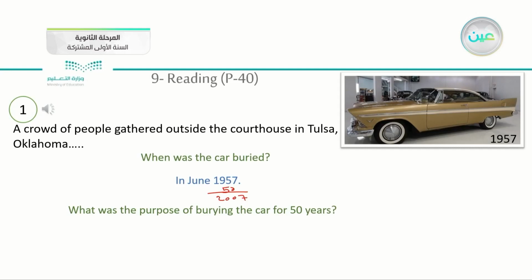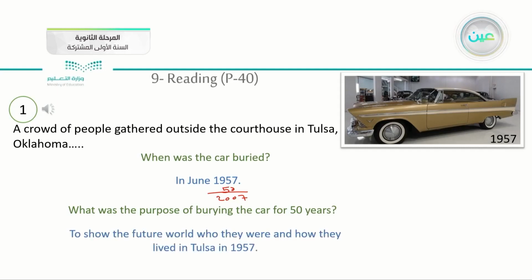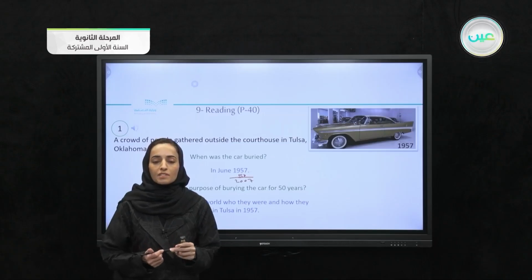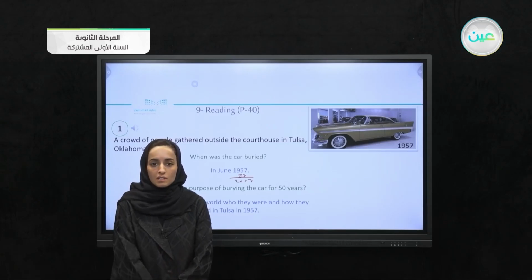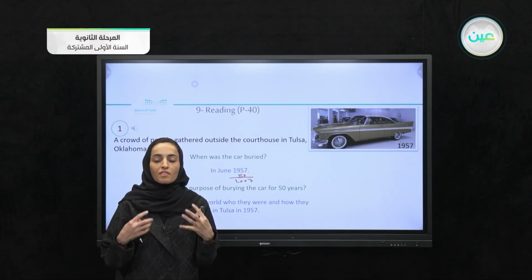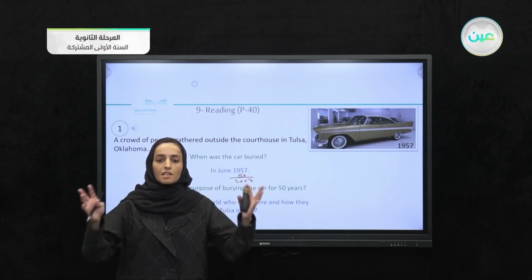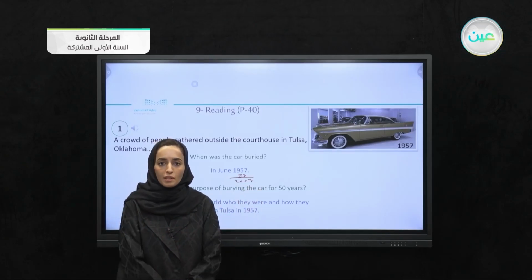Okay, what was the purpose? Why would they bury or hide a car for 50 years? Do you think it's a brilliant or a dumb idea? The organizers said it was to show the future world who they were and how they lived in Tulsa in 1957. So it's just like a message to the future. This is how we lived in Tulsa in 1957, and this is who we were. Just like a vivid picture sent to the future: this is how we lived where you are living now.